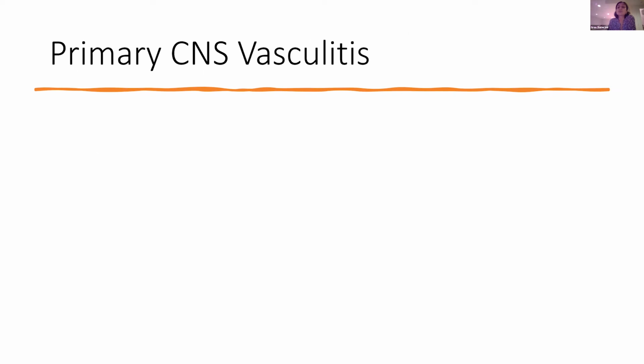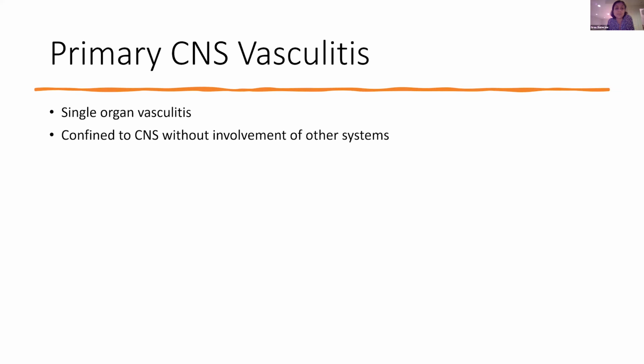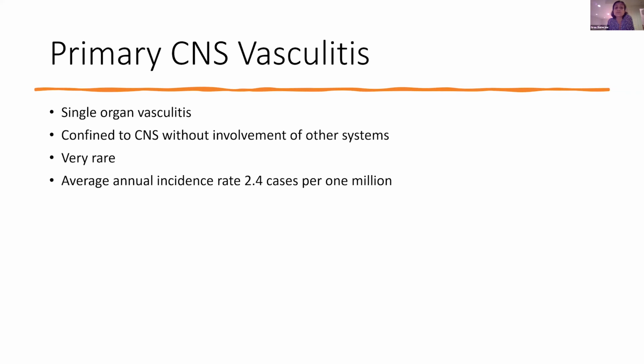All right, so now we're moving on to the second part of the talk, which is on primary CNS vasculitis, which is a single organ vasculitis affecting the central nervous system without involvement of other organ systems. It's very rare. Average annual incidence rate is 2.4 cases per million.